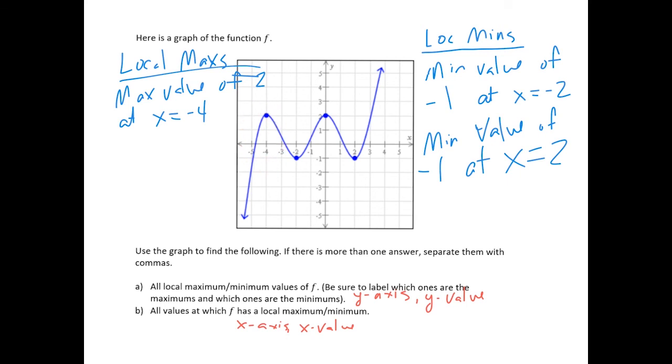And I have a max value of 2 at x equals 0. I'm talking about this point right here. This is a local max. The value along the y-axis is a 2, and it happens at x equals 0. So those are all the local mins and local maxes.